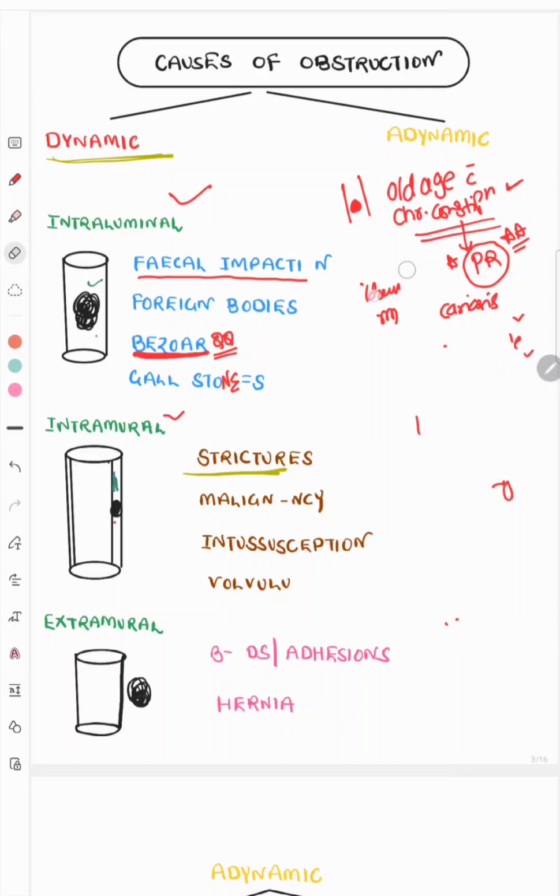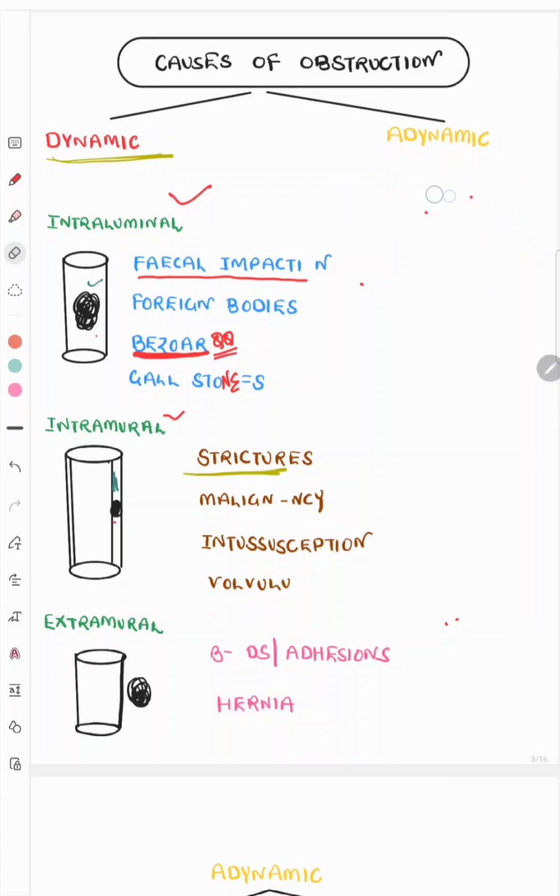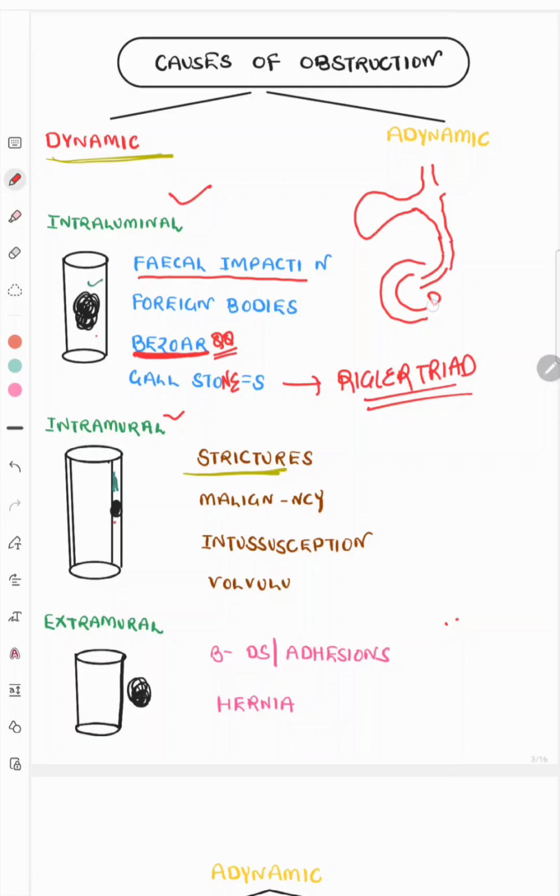How can a gallstone obstruct the lumen of the bowel? There is one triad, named the regular triad. I will also discuss this in the upcoming slides. So what happens? There is our gallbladder connecting with the common hepatic duct, and this is the cystic duct continuing as the common bile duct and continuing here into the duodenum, second part, D2.